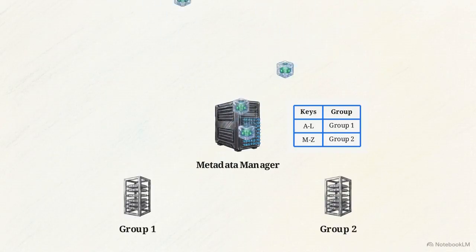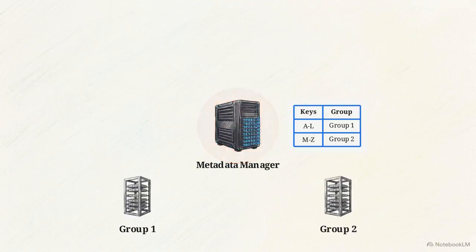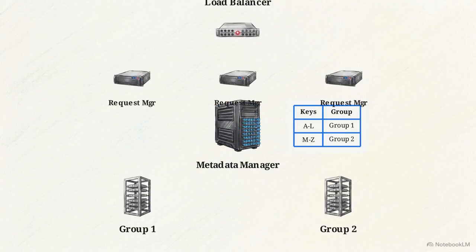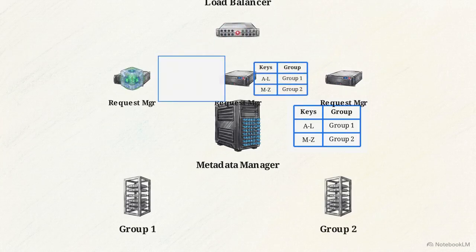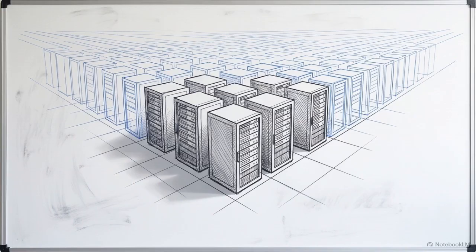But if every client queried this manager to find their data, it would create a catastrophic bottleneck, collapsing the system. To protect the brain, we deploy stateless request managers behind the load balancer. They cache the routing map into local memory. Now, client requests hit the load balancer, pass to a request manager, check the local cache, and route directly to the group leader. By completely decoupling the state map from physical storage hardware, we achieve true horizontal scaling, adding hardware infinitely without rewriting core logic.